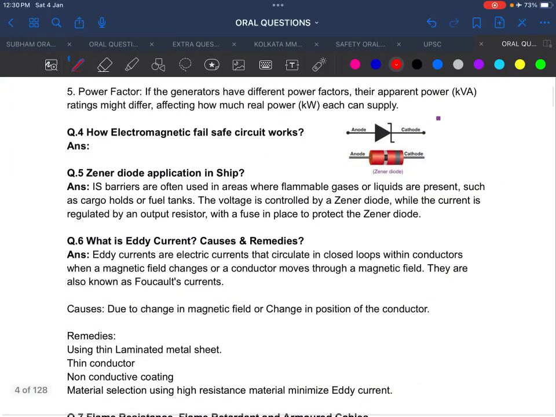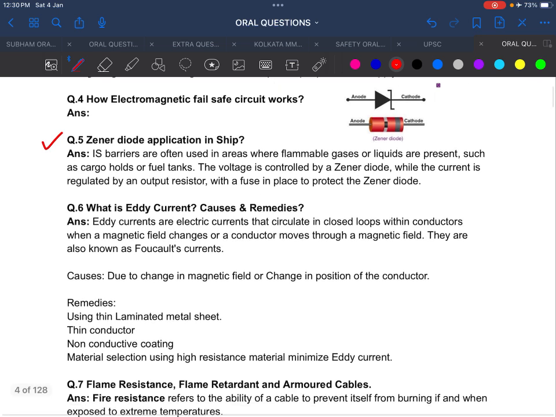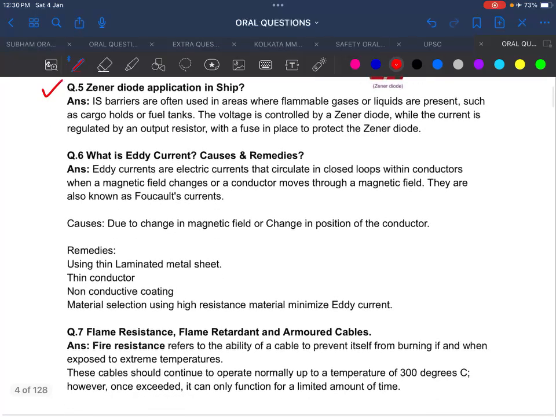What is the Zener diode? I already told. Okay. The sixth question is what is eddy current? I will not go in that much detail. I will just tell you a little bit about what eddy current is.